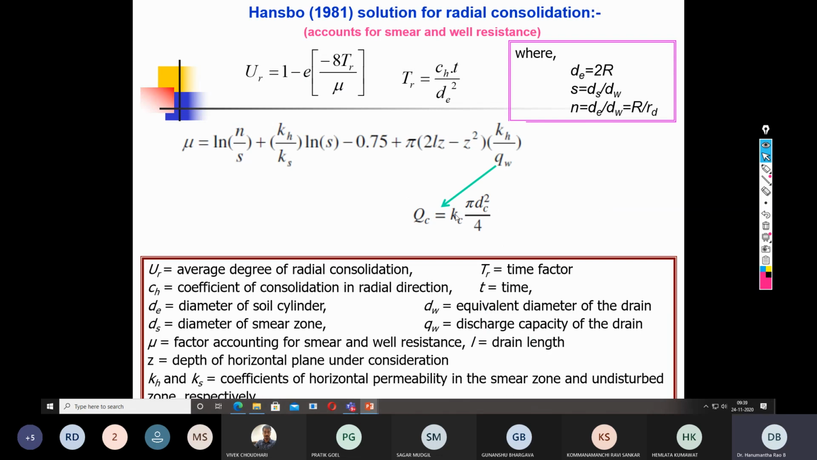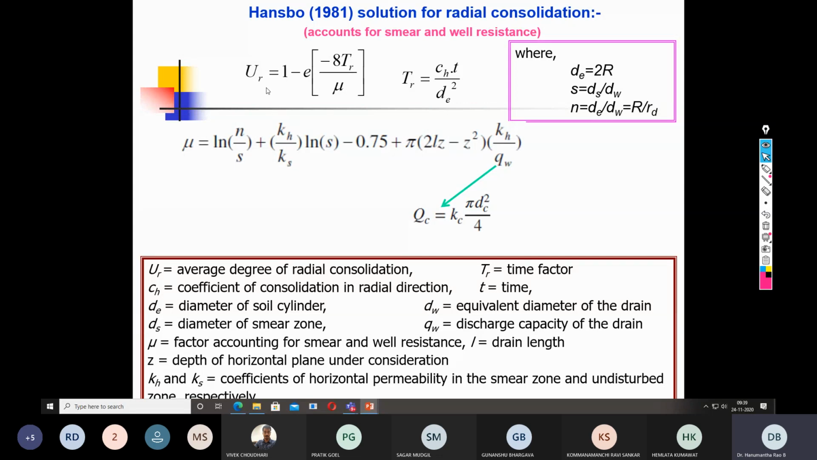So there are several persons who did work on sand drains. As I told, Barron was the very first person, but thereafter his equations were refined further to account for the smear effect as well as the well resistance. Hansbo is one such person who provided the analytical solutions accounting for the smear and well resistance. So these are the equations.